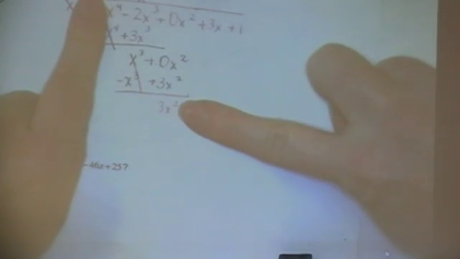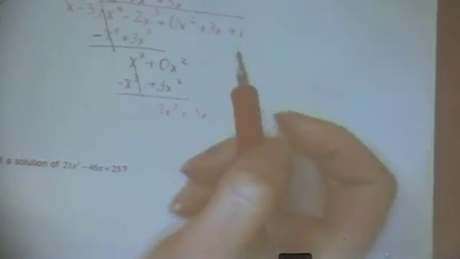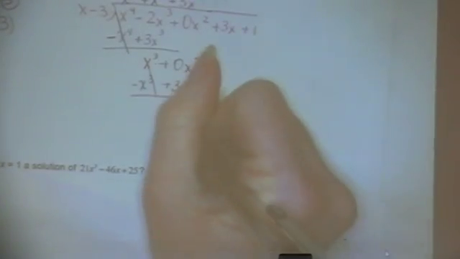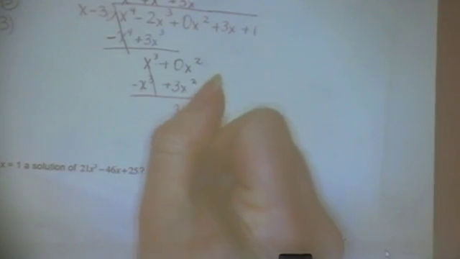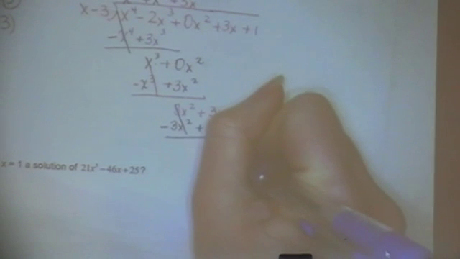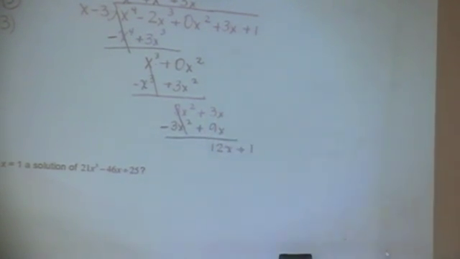I ask myself, what would I multiply x by in order to get 3x squared? Positive 3x. Now you multiply. 3x times x is 3x squared. 3x times negative 3 is negative 9x. Change the signs on everything underneath. Add straight down. You get 12x plus 1.